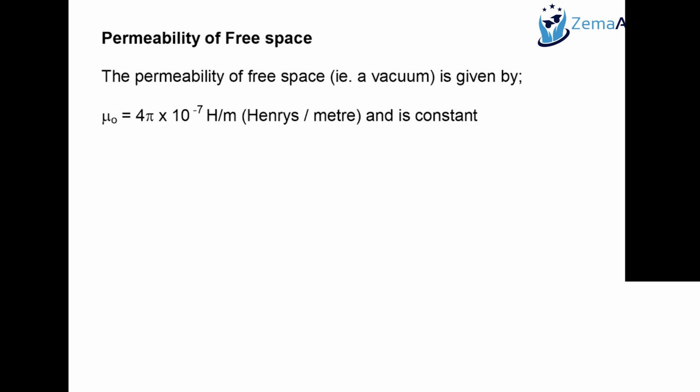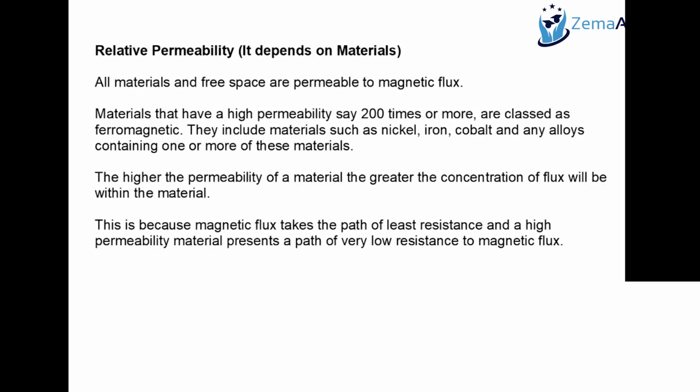So permeability of free space is constant, and we always have a relative permeability. The relative permeability does not have any unit because it depends on the material, and it is the ratio between absolute permeability and the permeability of free space, which we will look at the formula later on. So it is always important to have a higher permeable material.